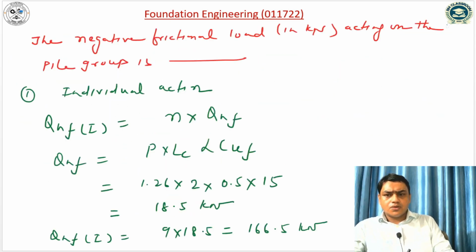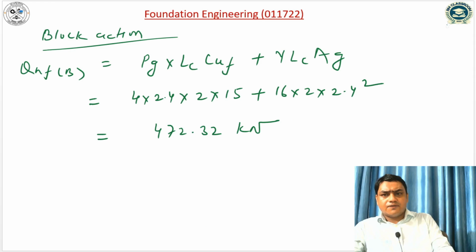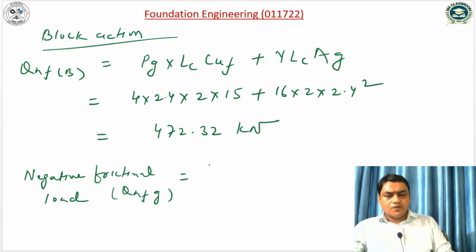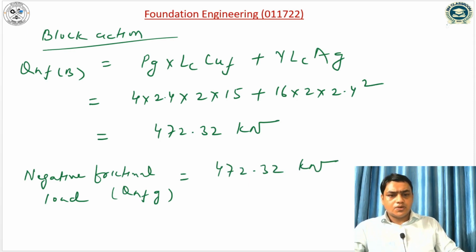So negative frictional load, maximum value we have to take. So maximum value will be 472.32 kilonewton, because maximum value we have to take.